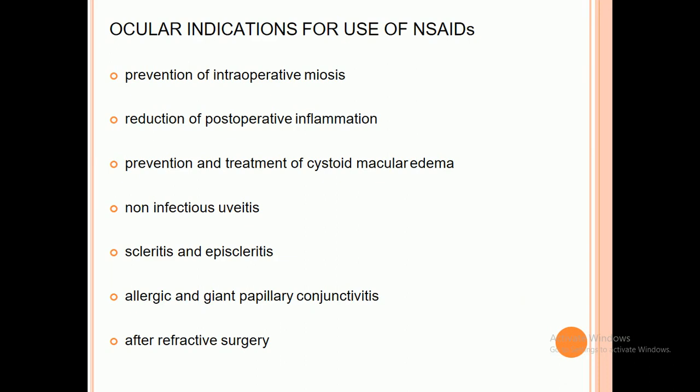Now these are the ocular indications for use of NSAIDs. As we are talking about the drugs which are used in the treatment of ophthalmic disorders, NSAID is also one of the groups. These are the ocular indications for the use of NSAIDs. NSAIDs are also used for the prevention of intraoperative miosis.